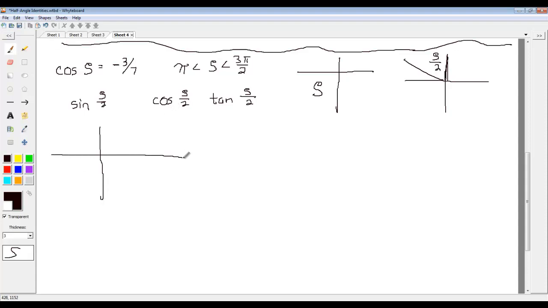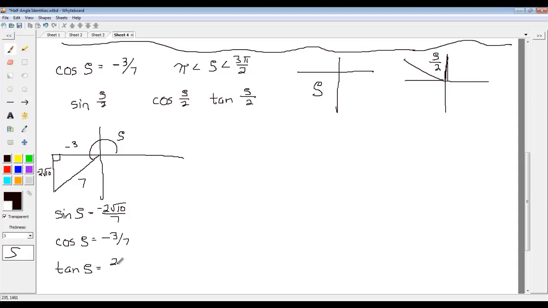Alright, so dealing with s, we are told that the cosine is negative 3/7. Then let's see, 49 minus 9 is 40, square root of that. You got 4 times 10, so 2 square roots of 10, but it is negative, because we're below the x-axis there. So with that, the sine of s is negative 2 square roots of 10 over 7. We know the cosine of s is negative 3/7, because we were given that. And then the tan of s is 2 square roots of 10 over 3. Because negative over negative will make a positive.